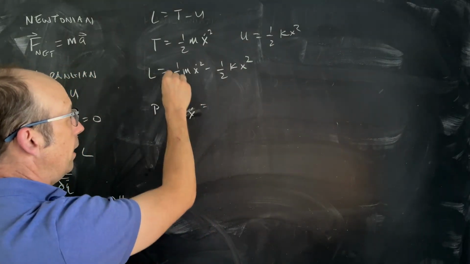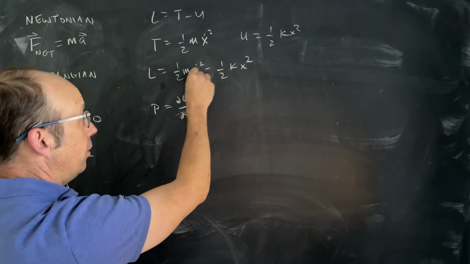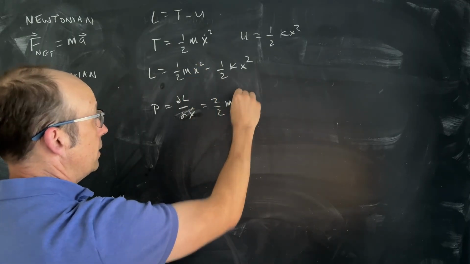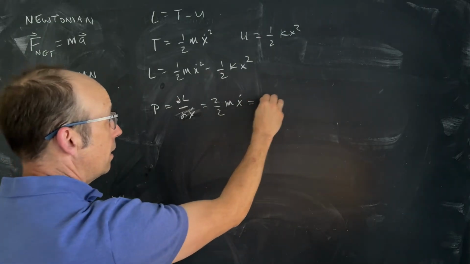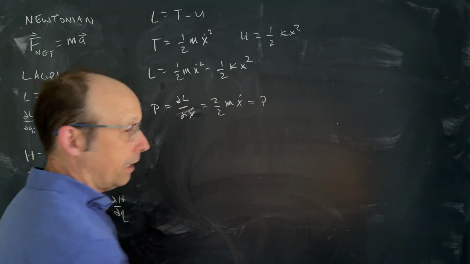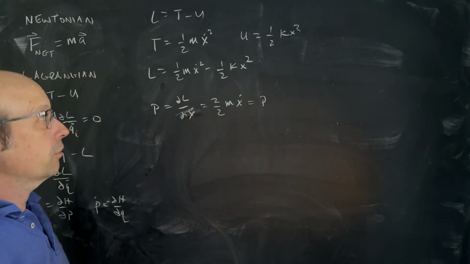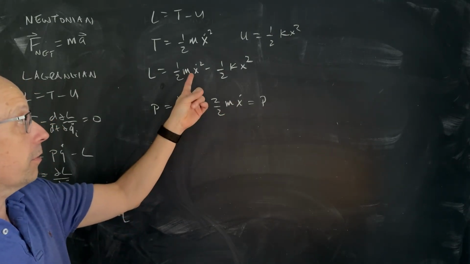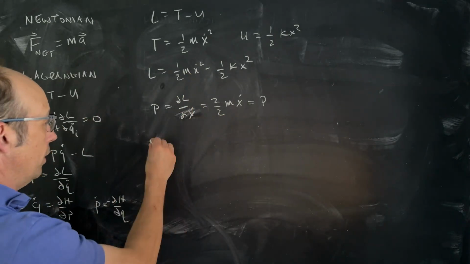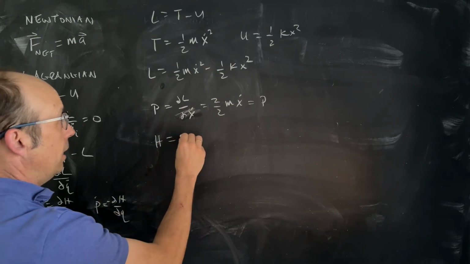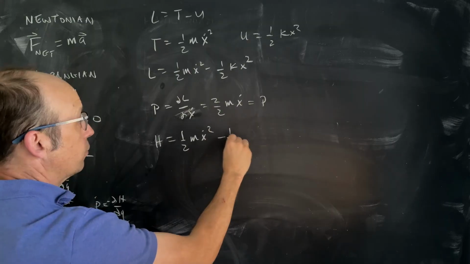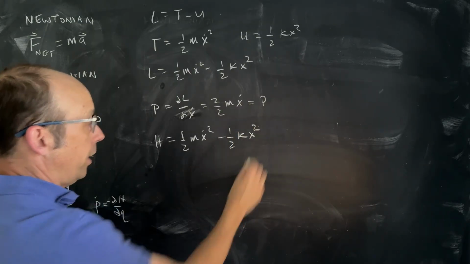So if I do that, here I only have an x dot, so I bring down the 2 over 2 m x dot. So P is equal to m x dot, which we knew, so that's fine. But now I can write x dot in terms of P. Well, let's go ahead and write the Hamiltonian. H is going to be 1/2 m x dot squared minus 1/2 k x squared.